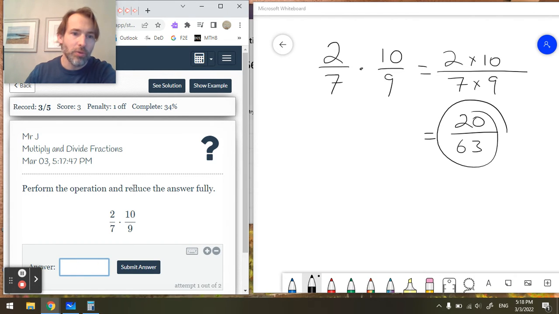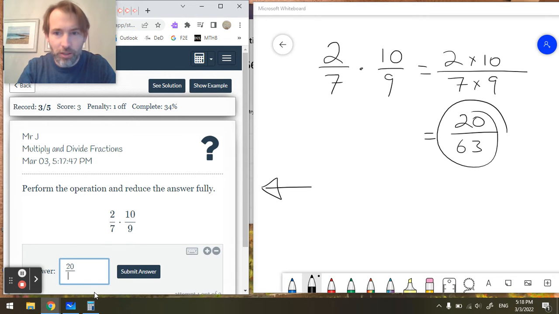All right. So we want to make sure that this answer gets fully reduced. You'll see over there they ask for it to be fully reduced. So do that. So this is 20 over 63.